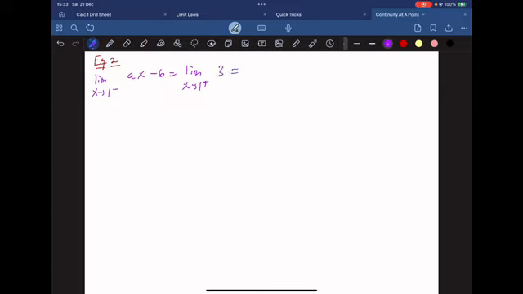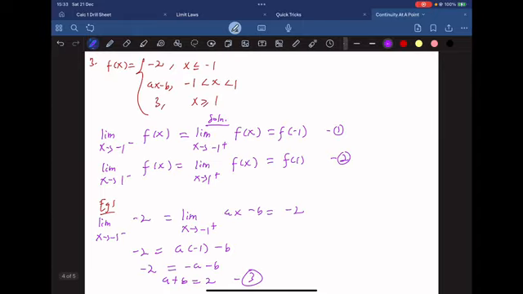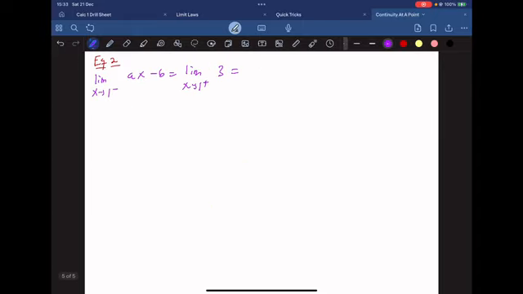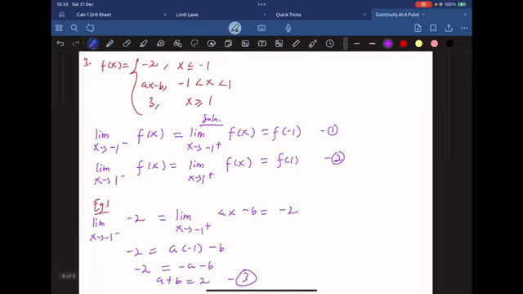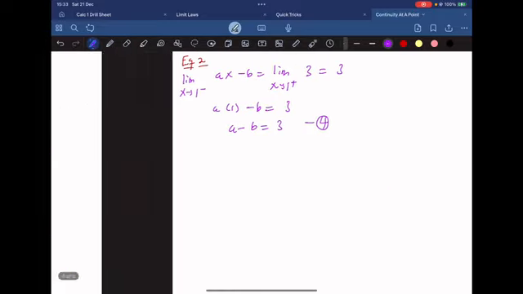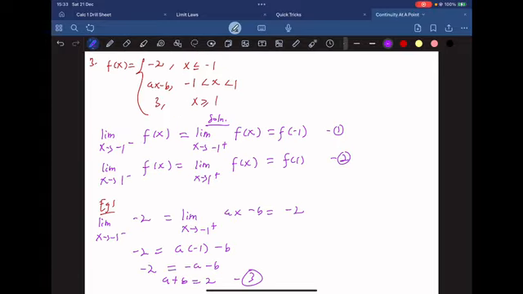And this is equal to f of 1. And when x is equal to 1, we also have 3. So we have this. Now if we sub in 1 where we see x, we have a multiplying 1 minus b. The limit of a constant is that constant, so we have this. So in this case, we have a minus b is equal to 3, and we can have this as equation 4. So the next thing to do is to solve the equations simultaneously.